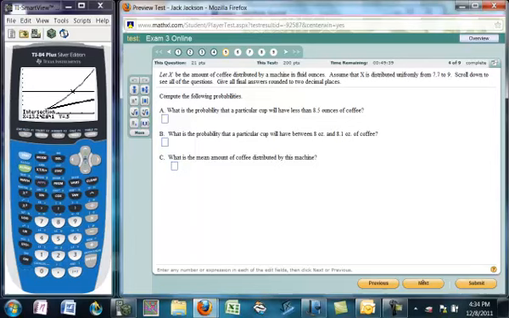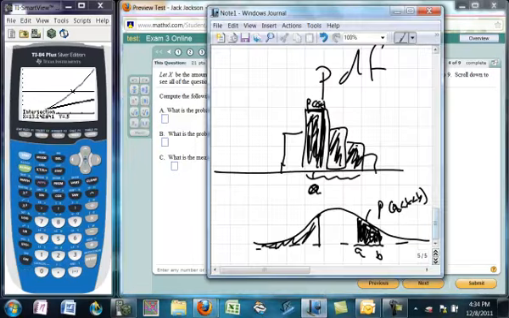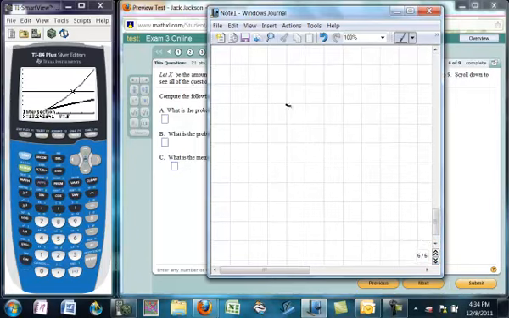Let X be the amount of coffee distributed by a machine in fluid ounces. Assume that X is distributed uniformly from 7.7 to 9. Okay, so let's think about that real quickly. Uniform means we have a horizontal bar, and it's 0 below 7.7, and above 9 it's also 0, and in between it's a uniform, constant height.